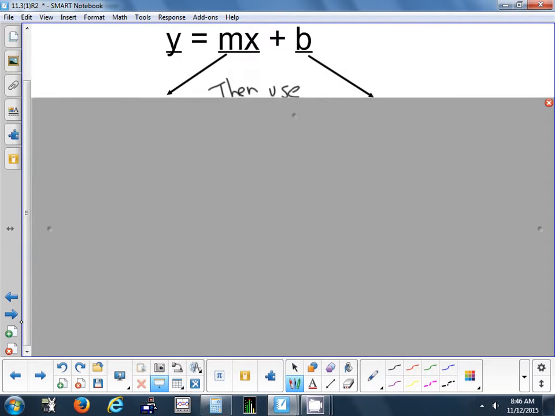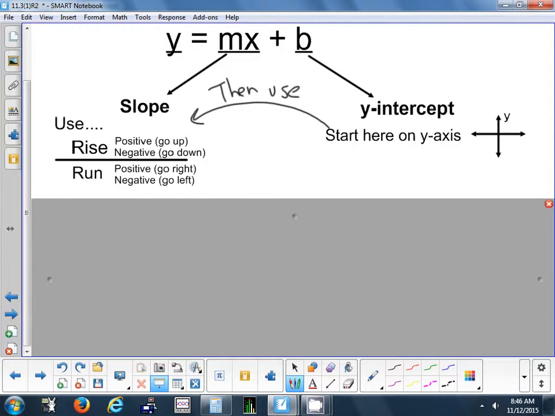I don't know if I have anything else on here. No. All right, so those are the two things you need to be able to graph. Let's look at our first example.